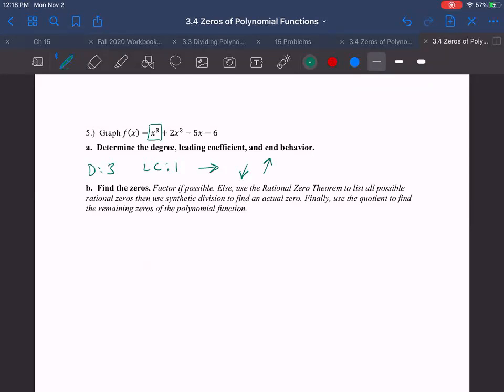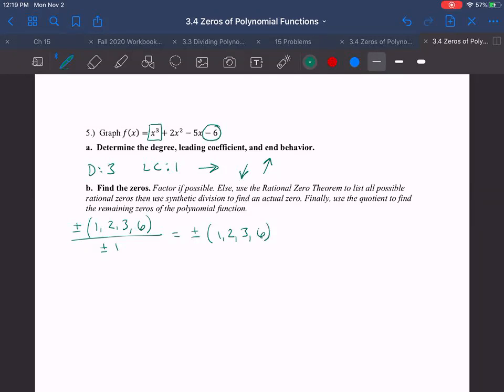We have x cubed plus 2x squared minus 5x minus 6. So we have to do all the possible factors of -6. That's going to be plus or minus 1, 2, 3, and 6. And we need to divide that by all the possible factors of the 1 that's in front of the x cubed, so that's just plus or minus 1. That just leaves us with positive and negative 1, 2, 3, and 6.